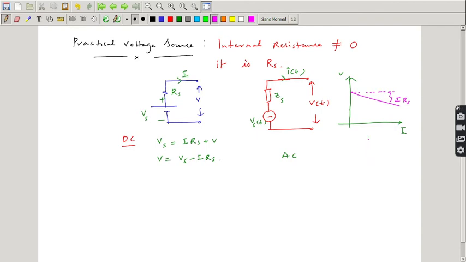Next I can go with the current source. Again I have two types: one is the ideal current source, another one is the practical current source. First, the ideal current source.